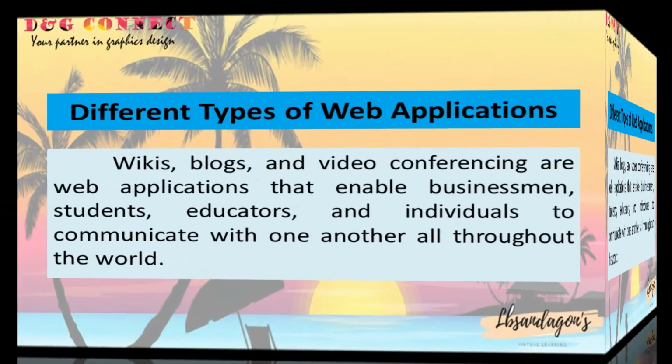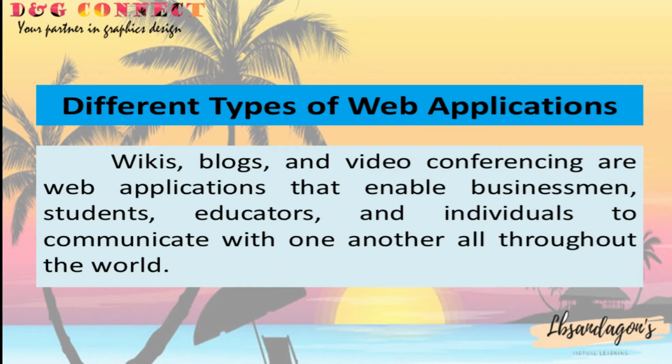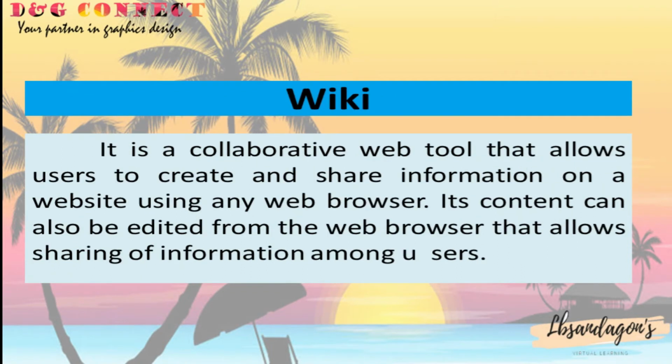So let us now proceed with the different types of web applications. So wikis, blogs, and video conferencing are web applications that enable businessmen, students, educators, and individuals to communicate with one another all throughout the world. A wiki is a collaborative web tool that allows users to create and share information on a website using any web browser. Its content can also be edited from the web browser that allows sharing of information among users. Some wikis are available to public. Every user has access to any content, anytime, and even anywhere in the world.